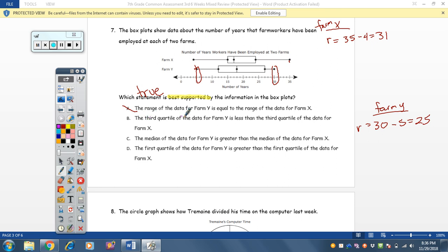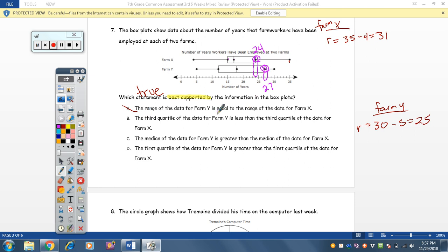B says the third quartile for the data for farm Y, third quartile, 1, 2, 3, 1, 2, 3, first, second, third. The third quartile for the data in farm Y is less than the third quartile for data in farm X. Farm Y third quartile is 27 maybe. And farm X looks like 24.